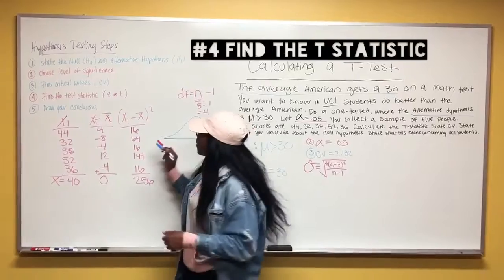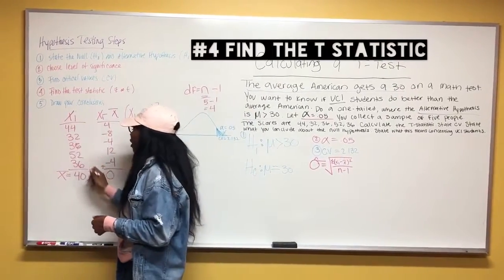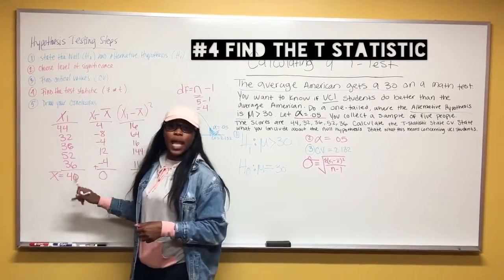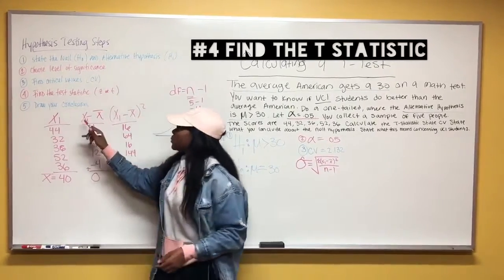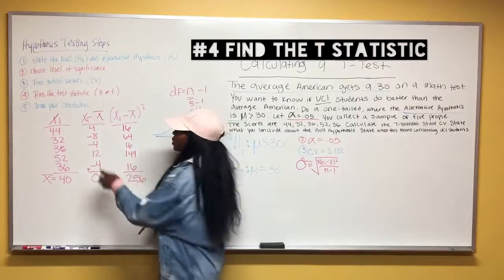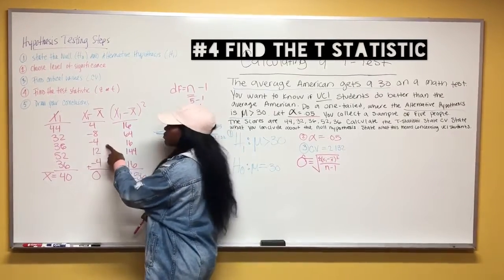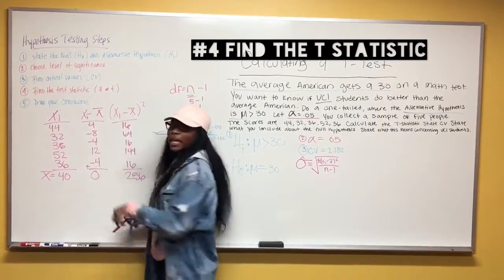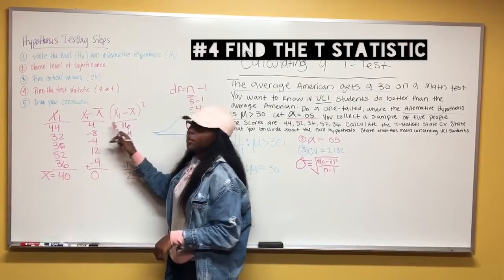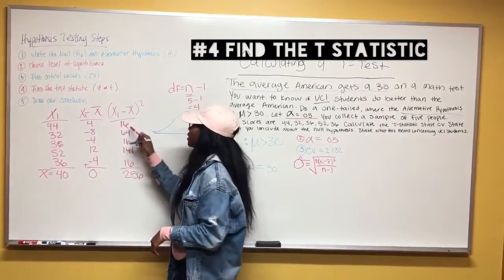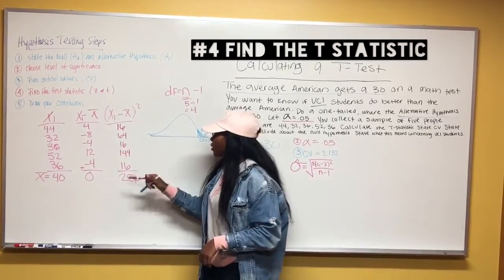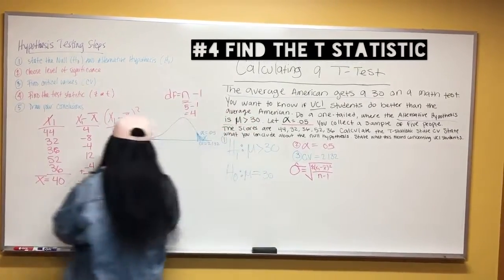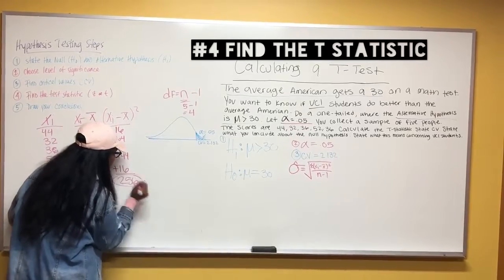Regarding step 4, we calculated the mean for our sample and got 40. Then we're going to take each score, xi, and subtract the mean from it. We got 4, -8, -4, 12, and -4. We're going to square those, so it's 16, 64, 16, 144, 16. We add that up and we got 256.